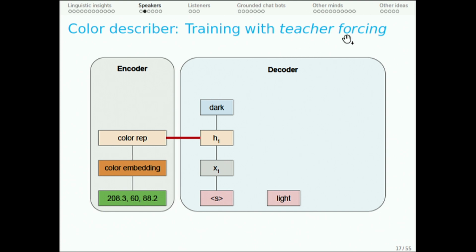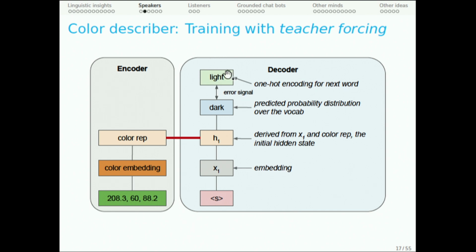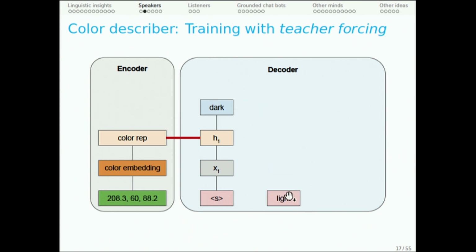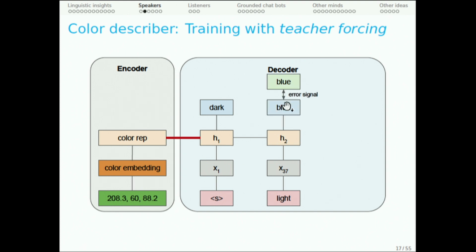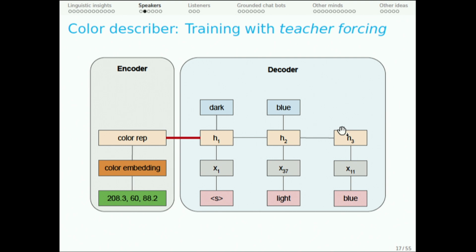I've called this teacher training at the top because even though we produce the word dark, the actual data is light. And so in teacher training here, we just make light the next word. That is the input. We look up its embedding. We create a hidden representation from H1 and X37. They come in, and then we make another prediction, blue. In this case, we did a good job there. And we continue. So blue, look up its embedding. Hidden representation. We predicted green, but the actual thing to do was to stop, to produce this stop signal. So that's another error signal for the model. And in teacher forcing, the model will stop even though it didn't produce the end token.